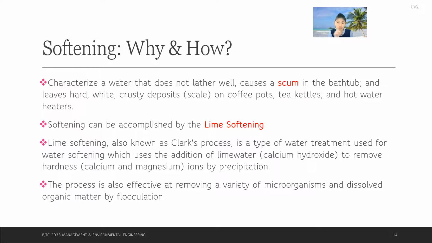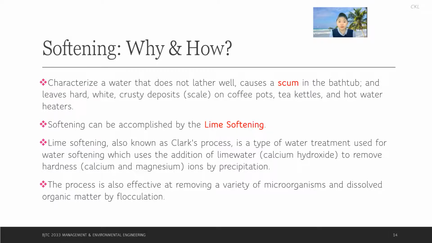Why we need to soften? Because we want to remove that thing. That one is not good for our bodies. It's just like you eating the magnesium, the ferrous inside your bodies. Okay. So softening can be accomplished by lime softening. So we're just adding the lime, okay?